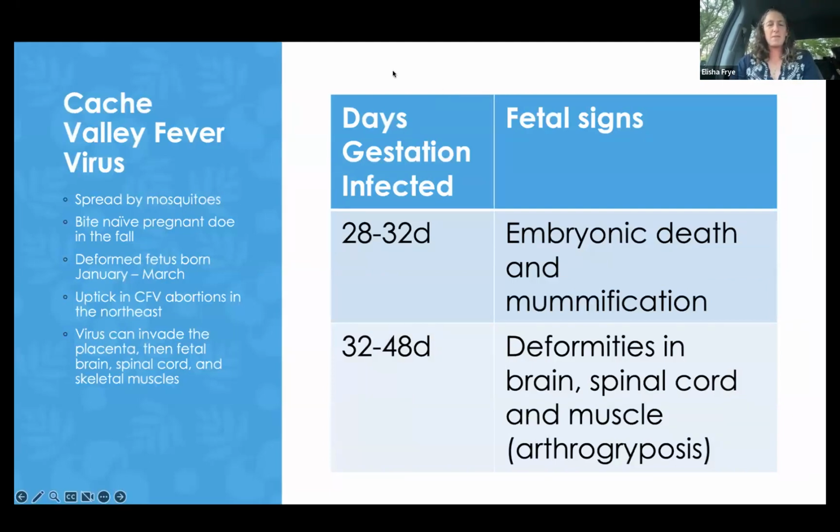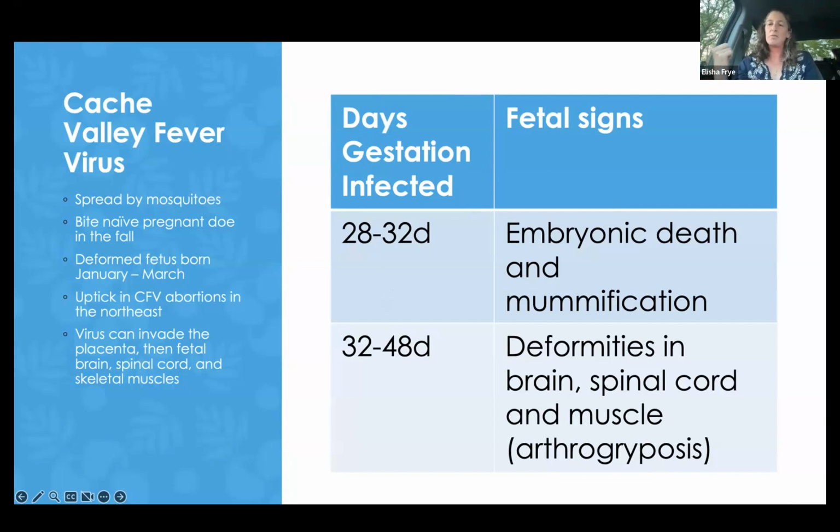So Cache Valley is a weird one. It's spread by mosquitoes. A naive pregnant animal gets bitten in the fall, and then the virus completely leaves the doe and the fetus, and then they don't abort until January, February, or March. So by the time the animal aborts from Cache Valley, the virus is long gone. You cannot find the virus.